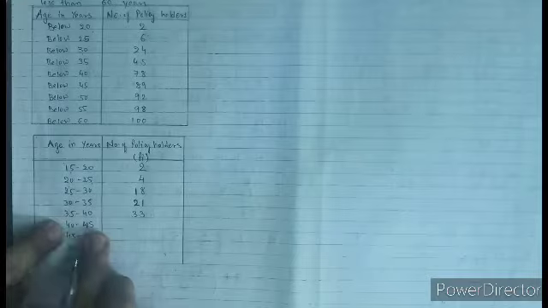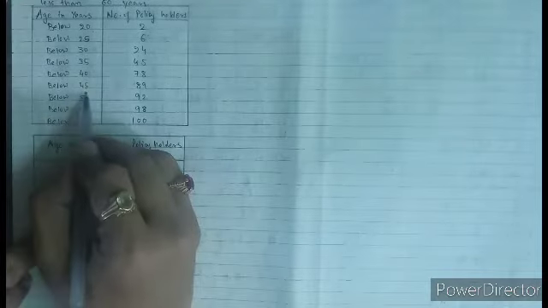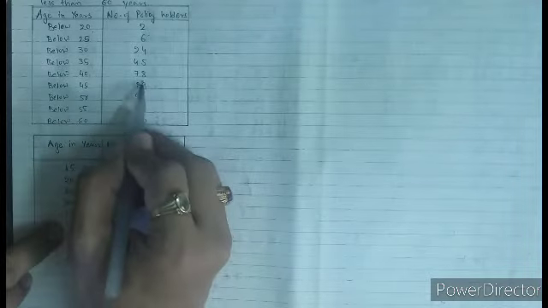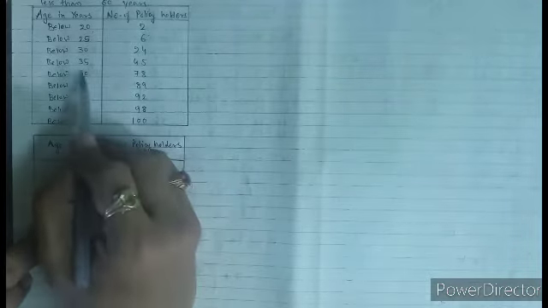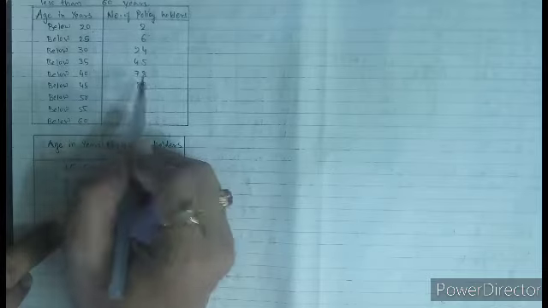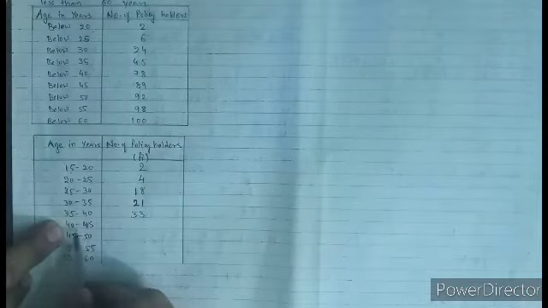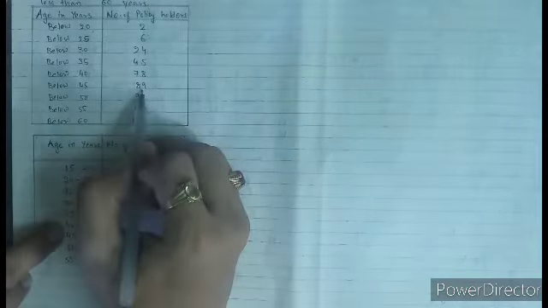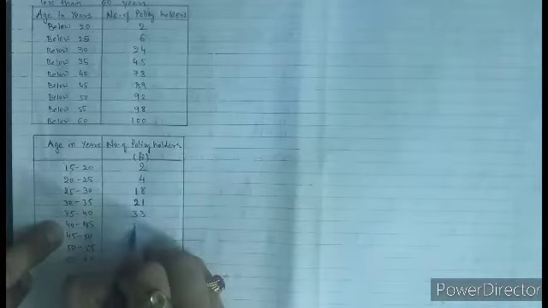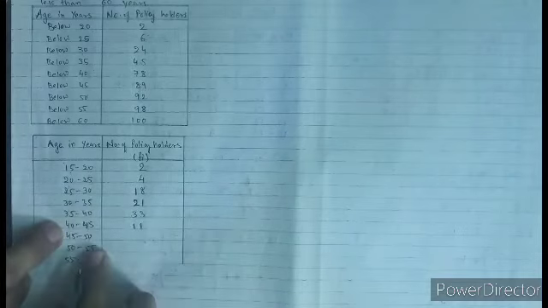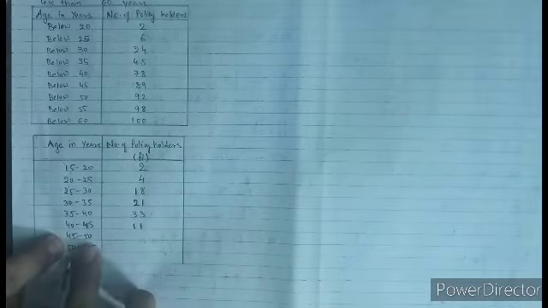Next is 40 to 45. In the question we can see below 45 years number of policyholders is 89 and below 40 years it is 78. Therefore, in the age group of 40 to 45, number of policyholders will be 89 minus 78, that is 11 policyholders.